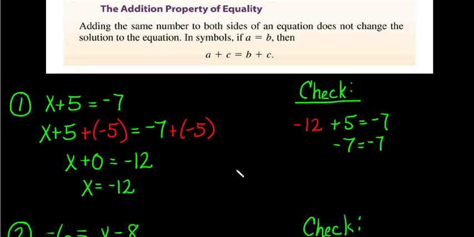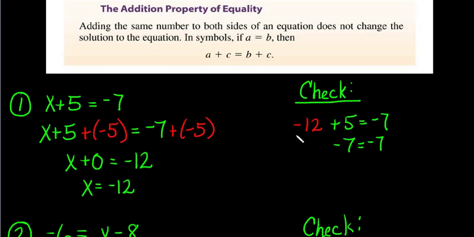So the first one, x plus 5 equals negative 7. In order to solve this, I need to know what x equals. Well, I need to get my variable by itself. To get it by itself, I can add a negative 5 to the left of the equal sign as long as I add a negative 5 to the right. In doing so, I find that x equals negative 12. Hopefully you can follow this as you write it.